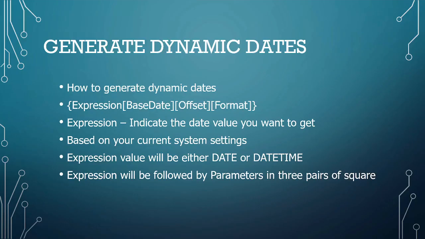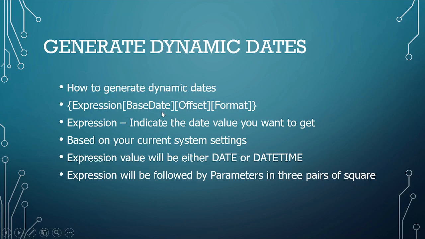So guys, now we will look at dynamic dates. Okay, so how will dynamic dates work? To generate dynamic dates, we have this particular syntax where expression, as I told you, and then there will be 3 square brackets followed by base date, offset, format. Okay, in case, please listen carefully, in case you do not want to populate any data in any of them, leave the square bracket blank.